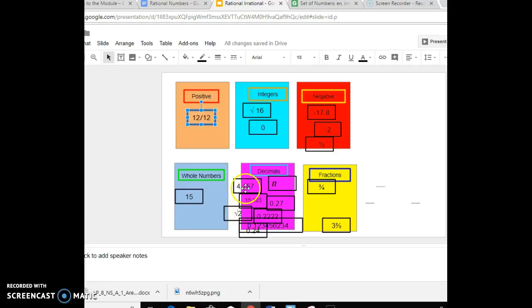Decimals, these are all decimals if you would figure them out. The square root of 2 is a decimal, and pi is a decimal as well, and these are both our fractions. So if you have something similar to this, you did it correctly, and you are now getting more familiar with numbers. Nice job.